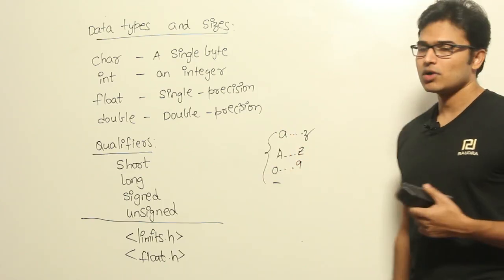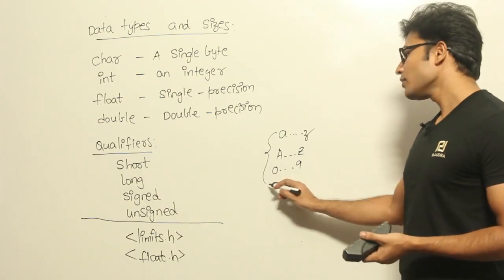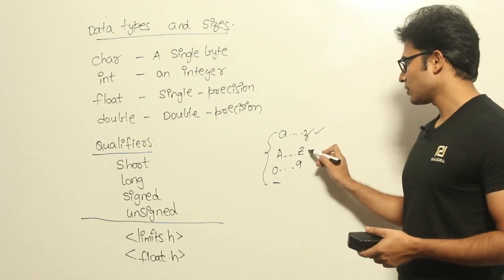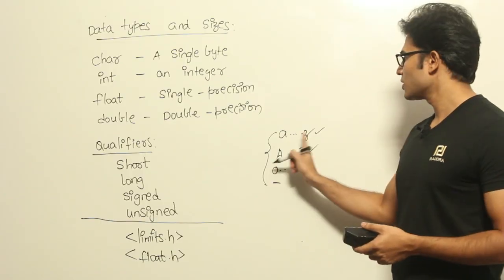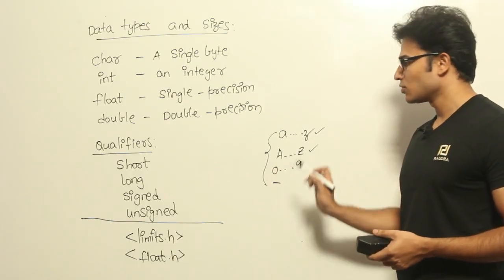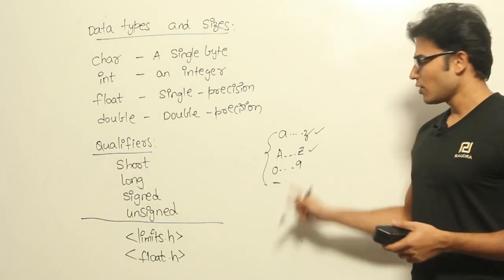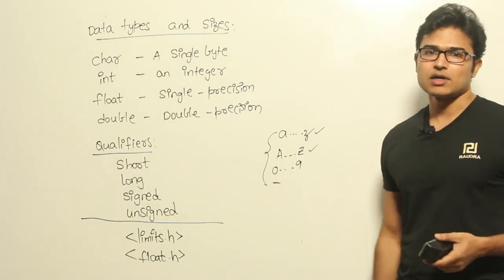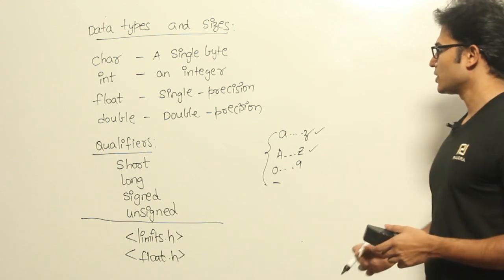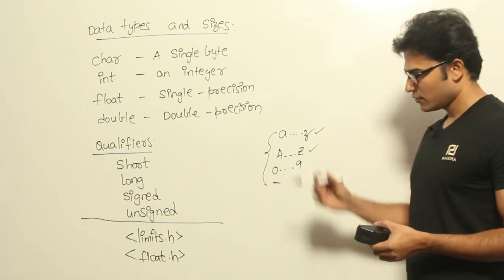But there are a few rules here. The name of a variable should always start with either small a to small z or capital A to capital Z. It should not start with 0 to 9 or an underscore. In between you can have 0 to 9 and underscores, they are allowed. Okay, these are the small rules that you might have to remember when coming to a variable.